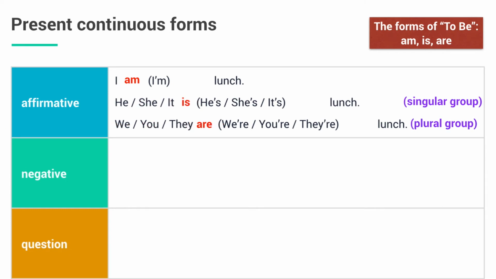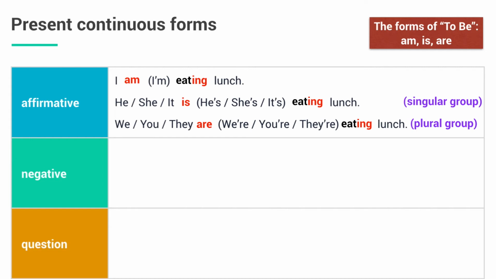Then you need a main verb for the sentence. Let's say we use the verb eat in this case. In the present continuous, we simply add ing behind the main verb eat. So, the full sentence becomes I am eating lunch. He, she, it is eating lunch. We, you, they are eating lunch. It's really simple, isn't it?